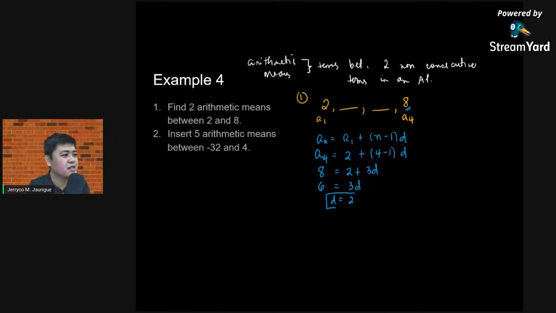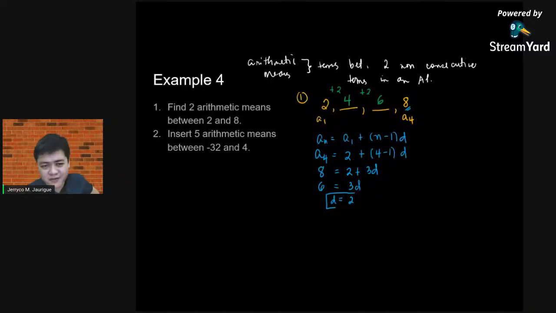Okay, so we can get the next term. 2 plus 2. So we'll add 2 here. So we'll get 4. And then 4 plus 2, you will get 6. Oh, yeah. Tama. Cute. 2. Okay. How about number 2?